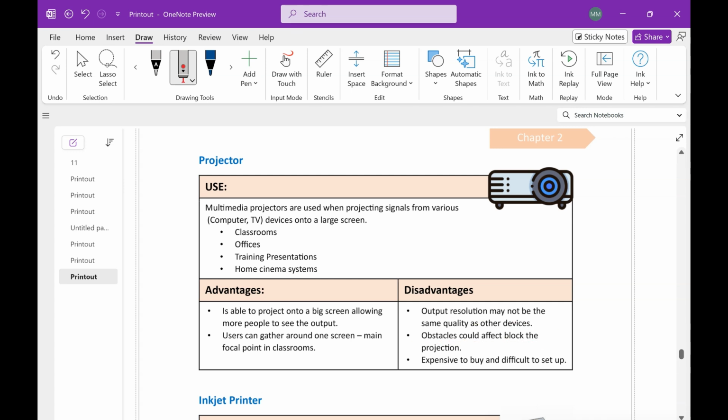Nothing should be between the projector and the screen. Otherwise, it will be preventing the light from reaching the screen. So no obstacles should be there. And it's expensive in nature. More expensive than a small monitor. Very good.